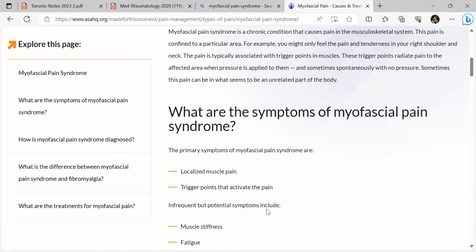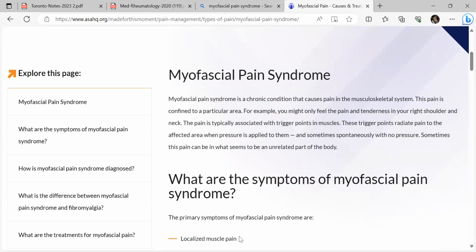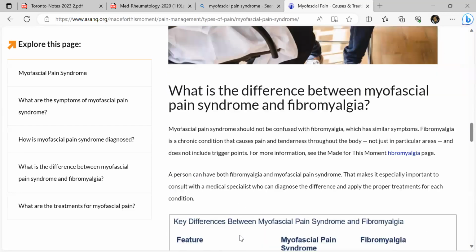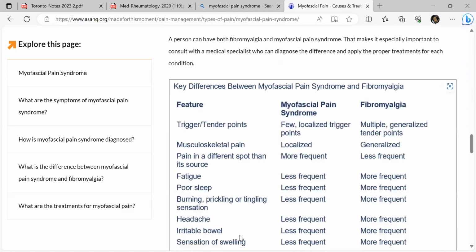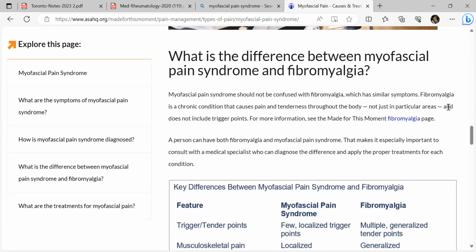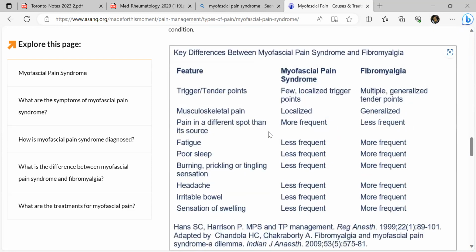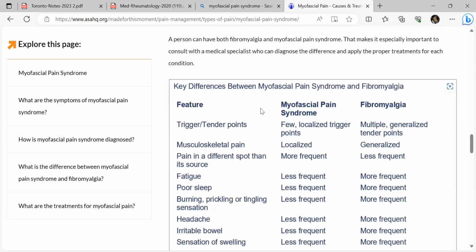Localized trigger points, that is, in effect, activate the pain and muscle stiffness. Yes, this is a difference. Fibromyalgia is a chronic condition that causes pain and tenderness throughout the body, not just a particular area, and does not include trigger points. A patient can have both fibromyalgia and myofascial pain syndrome. That makes it important. We'll just go through this once.